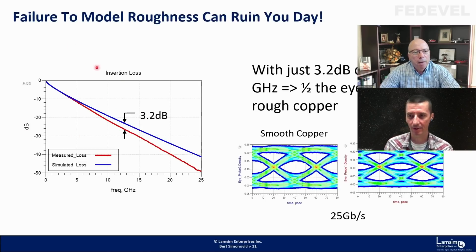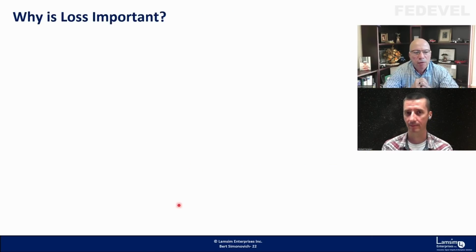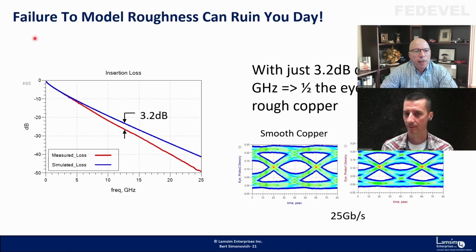The reason is that for very high frequencies, the currents will be traveling basically only in the very surface of the copper. It's called the skin effect. Yeah, the skin effect. So failure to model the roughness can ruin your day.